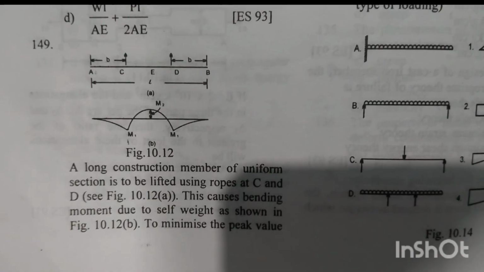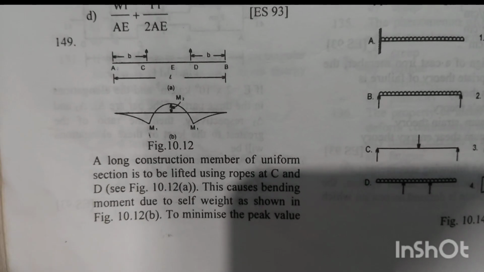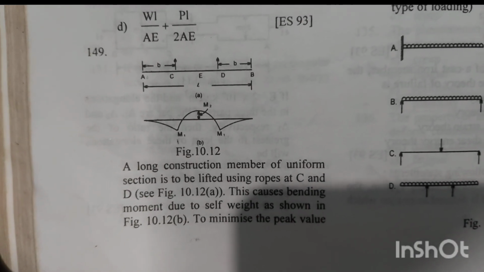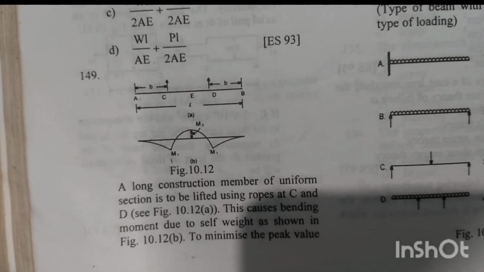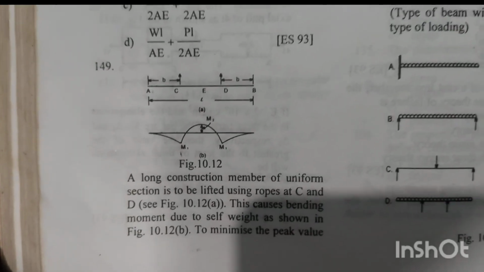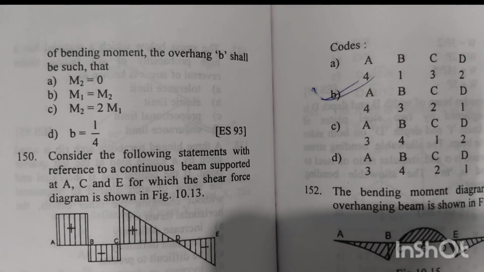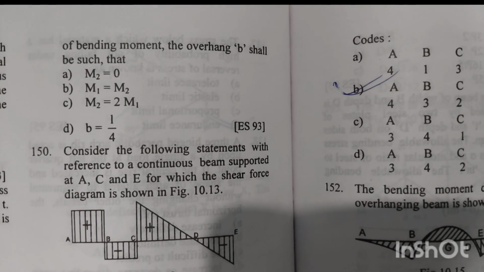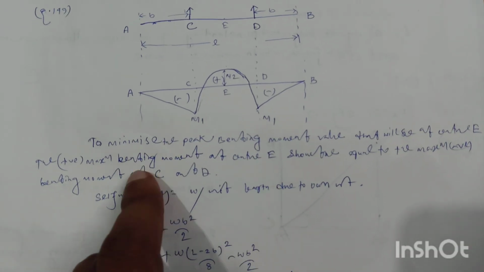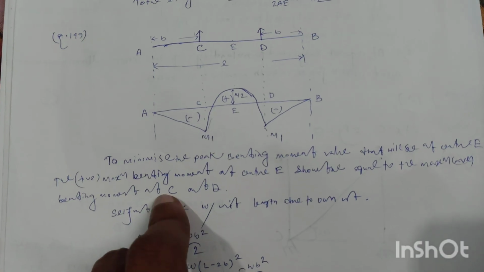Question number 149. A long construction member of uniform section is to be lifted using ropes at C and D. See the figure 10.12a. This causes bending moment due to self weight as shown in the figure 10.12b. To minimize the peak value of bending moment, the overhanging portion B shall be such that to minimize the peak bending moment value that will be at the center E, the positive bending moment at the center E should be equal to the maximum negative bending moment at C and D.